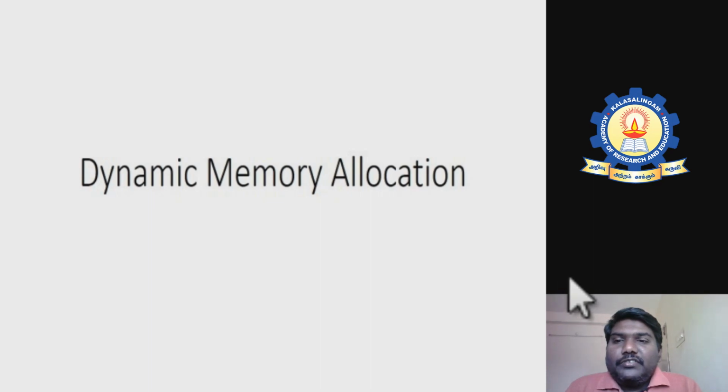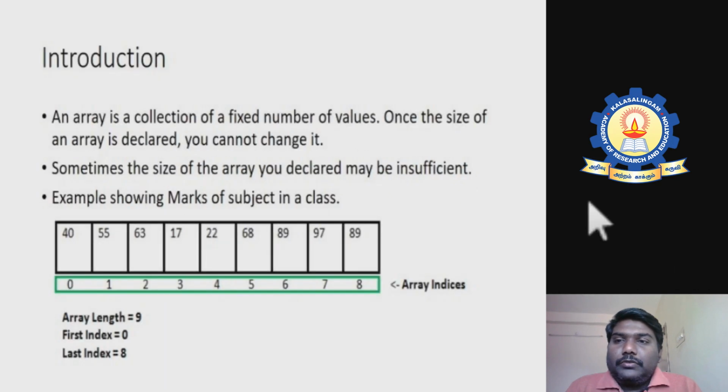The topic we are discussing now is dynamic memory allocation in C. Before going to this, we'll have just an introduction and why we have to use dynamic memory allocation in C. In most cases when we are using arrays in C, these are a fixed number of values. Once an array is declared, you must specify the size of the array.